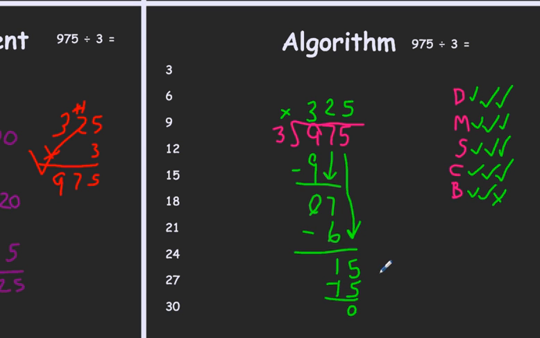So now I am finished, right? No, I have to check. So I'm going to check. 325, multiply my quotient by my divisor, by 3. 3 times 5 is 15. Carry the 1. 3 times 2 is 6 plus 1 is 7. 3 times 3 is 9. And that it works, so I'm checked.